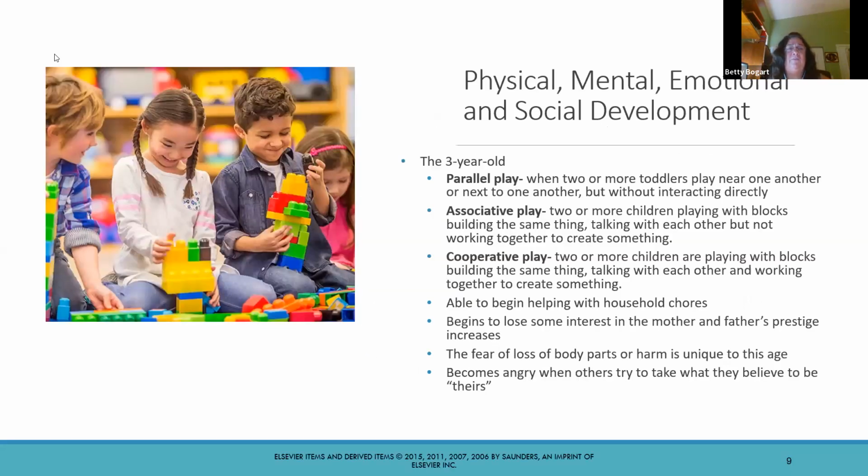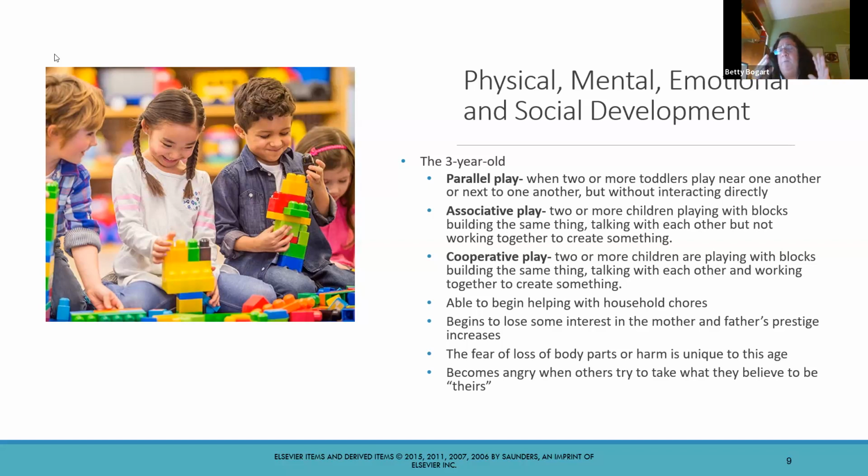Now, social development, this is all about play. You know, kids, what do they do? They wake up and they go right to the toys and play, right? This is what they like to do. It is something that's familiar. They know it's not going to hurt them, and they know that they're going to use their imaginations. Well, you need to know the types of play.